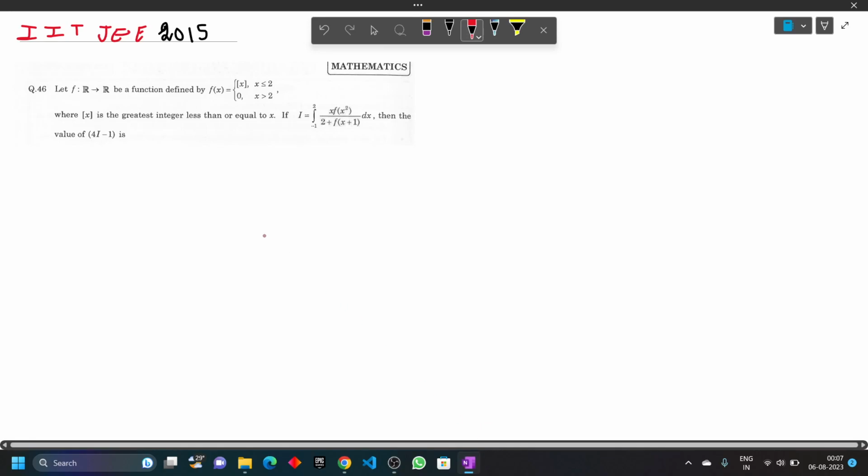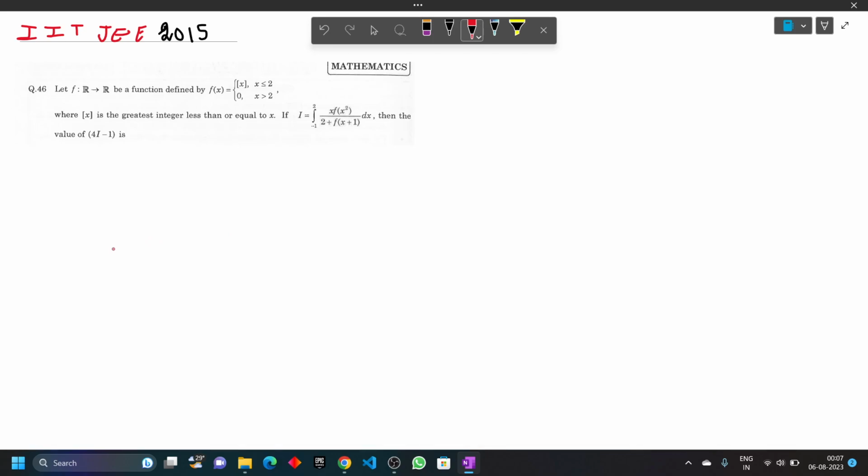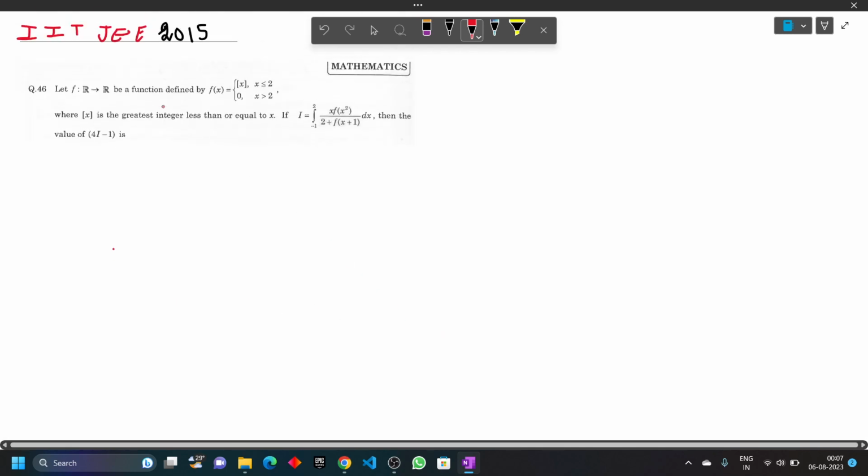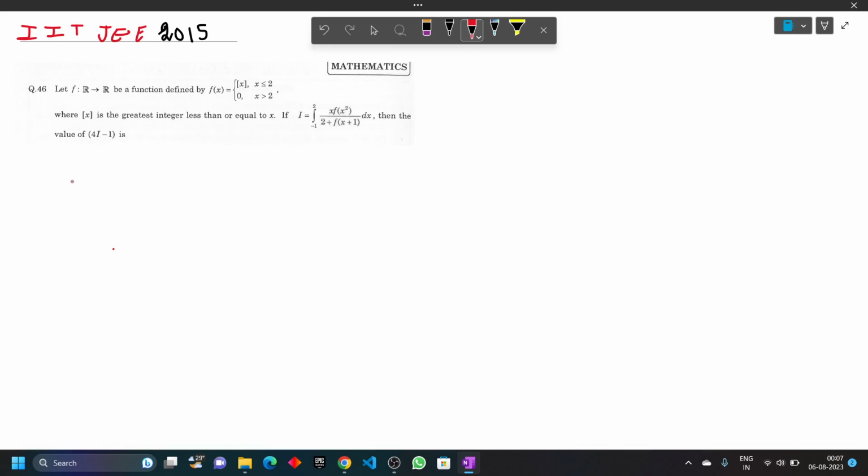So hi guys, this is another question from JEE Advanced 2015, paper 1, maths. This is a very difficult question, and you have to have proper knowledge of functions and integrals to solve it. It's a difficult question. That's what I'm going with.